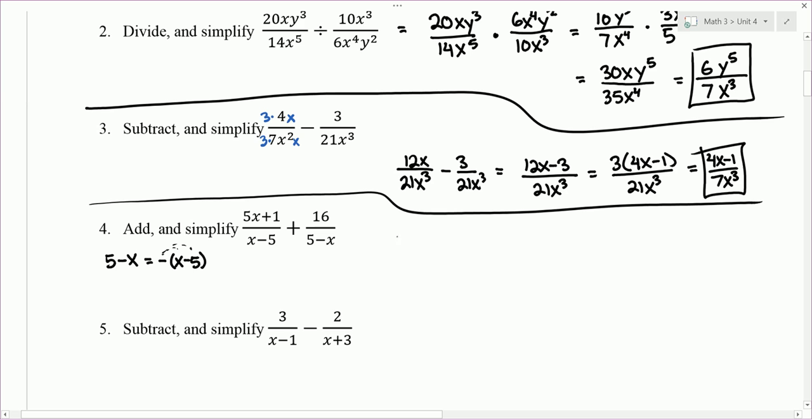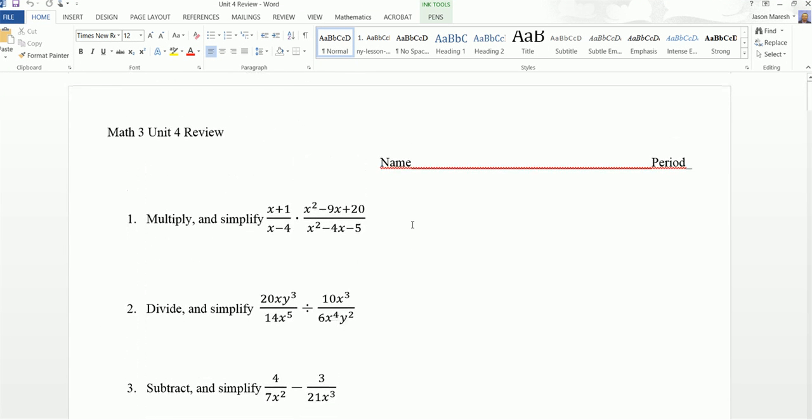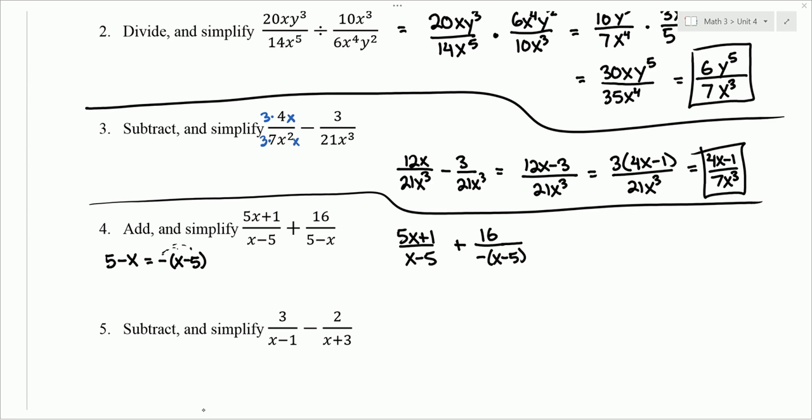So rewriting this, the first fraction I'm going to leave the same, 5x plus 1 over x minus 5, plus 16 over negative x minus 5. Now still the denominators don't look the same, but the difference is a factor of a negative 1. So we have two choices here. First, we can multiply the left side by negative 1 to match it, or we can get rid of that negative sign on the right side somehow.